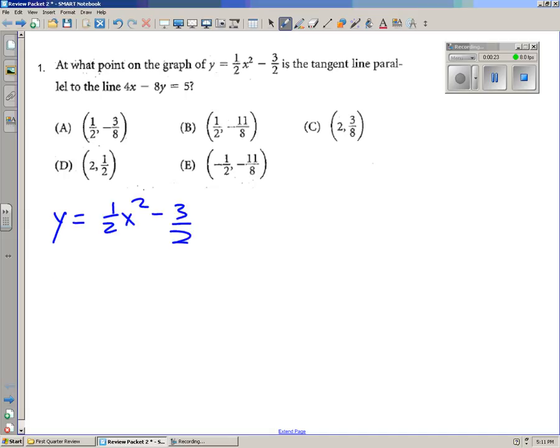If I want to get the slope, I want to take the derivative. So dy over dx is x, and that's it. The 2 comes down and it cancels with the 1/2. So that's the slope at any point on that graph.